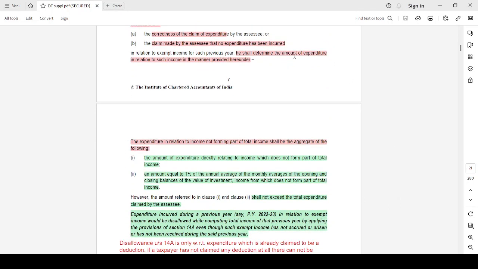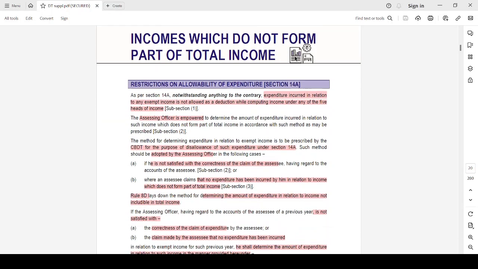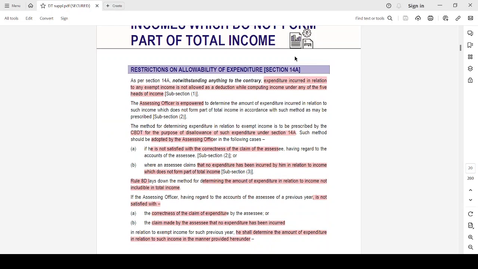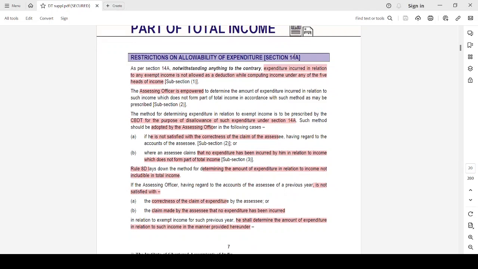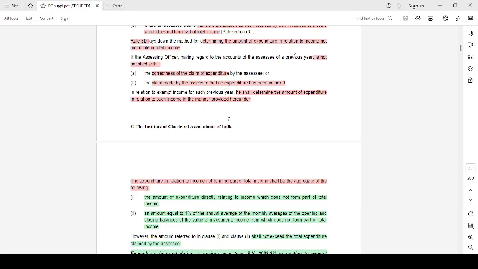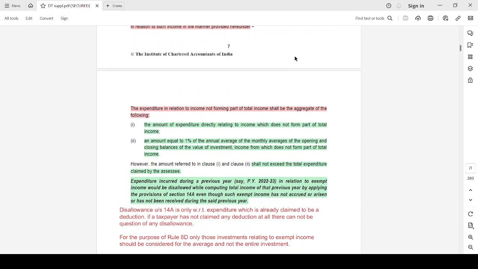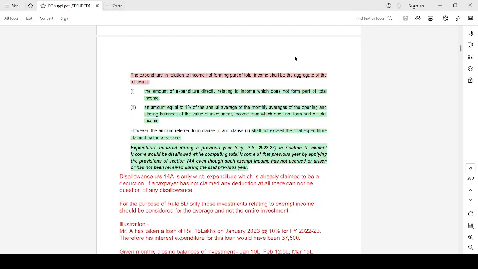So whenever you get a question on 14A, it is an untouched area, right? Whenever you get a question on this area, you have to write that expenditure is to be disallowed. Expenditure in relation to earning an exempt income is to be disallowed. It's not allowed as a deduction. Okay, then you have to quote Rule 8D. Okay, 14A and Rule 8D go hand in hand. Then you have to quote this provision: the expenditure in relation to income not forming part of total income shall be the aggregate of the following.